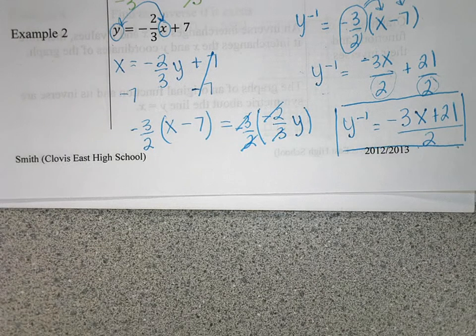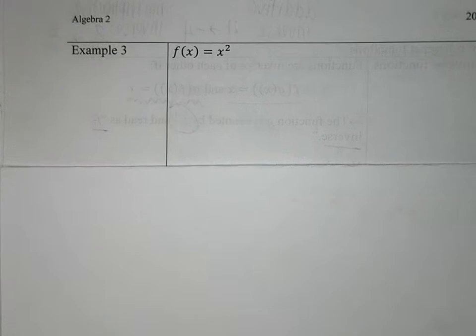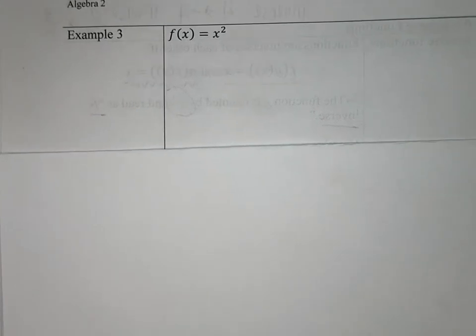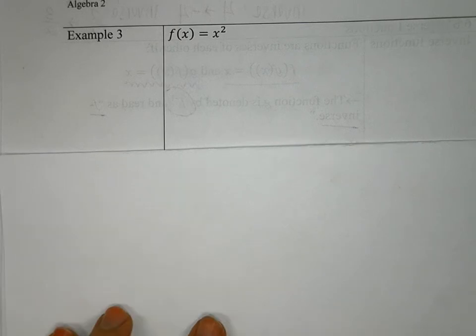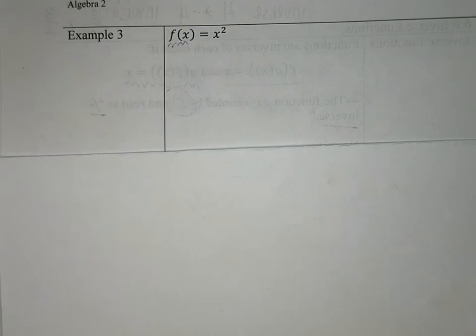Let's look at something with squares in it. So example 3. Your function is f of x equals x squared. Okay, f of x, you guys remember that I told you f of x and y are basically the same thing? It's just a different way of writing y.